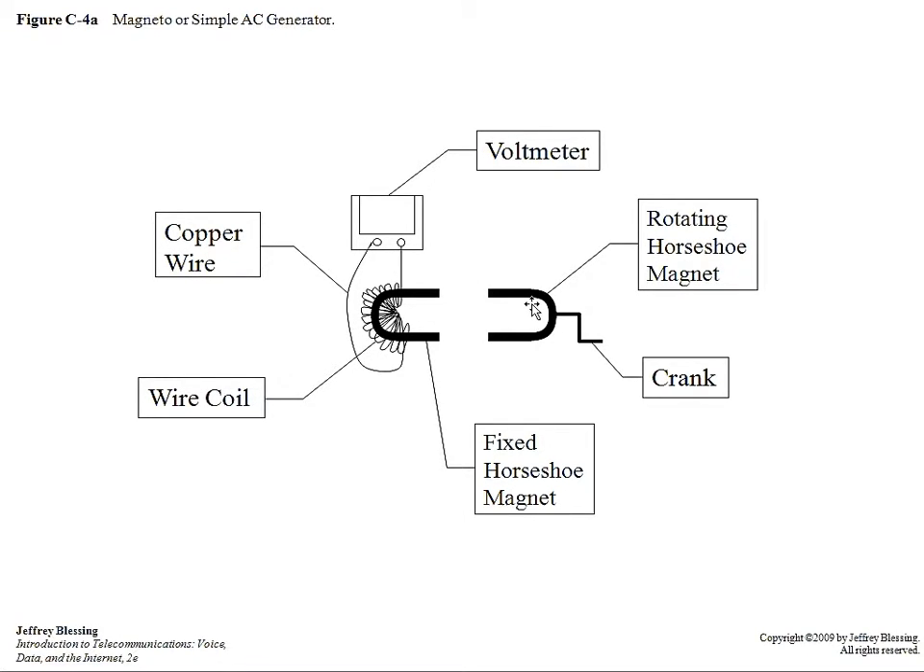complete the call. So here in this experiment we have one fixed and one rotating horseshoe magnet, and a copper wire is coiled around the fixed magnet, and each end is tied to a measurement reading device called a voltmeter. A voltmeter can measure the potential difference between its two poles.